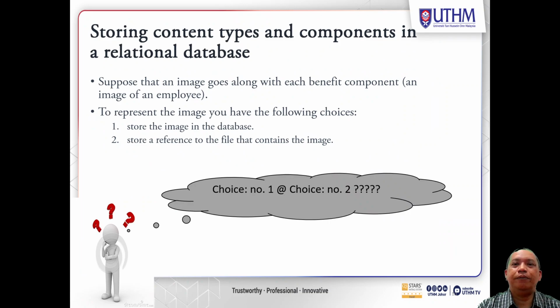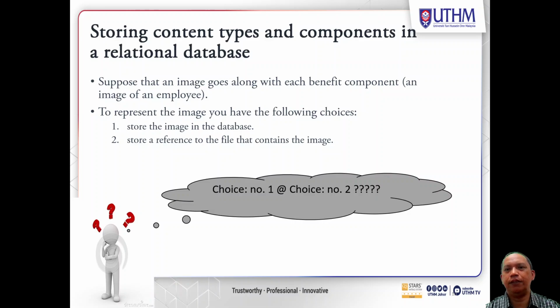So, storing content types and components in a relational database. Suppose that an image goes along with each benefit component, an image of an employee. To represent the image, you have the following choice: store the image in the database, or store a reference to the file that contains the image. This is not a suggestion, and it is not a requirement. This is just practicality. It depends on your situation. I give you a scenario: whether you want to store a huge amount of data within a table, or you just use a reference.